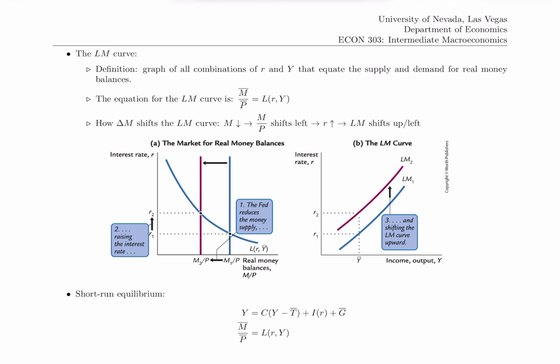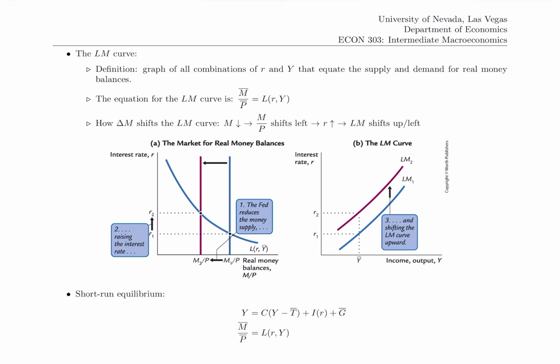The LM curve. The LM curve shows combinations of output Y and interest rate R that balance the money market. The equation is M bar over P bar equals liquidity, a function of R and Y. If the money supply falls, real money balances fall. Then R rises and LM shifts up or left.